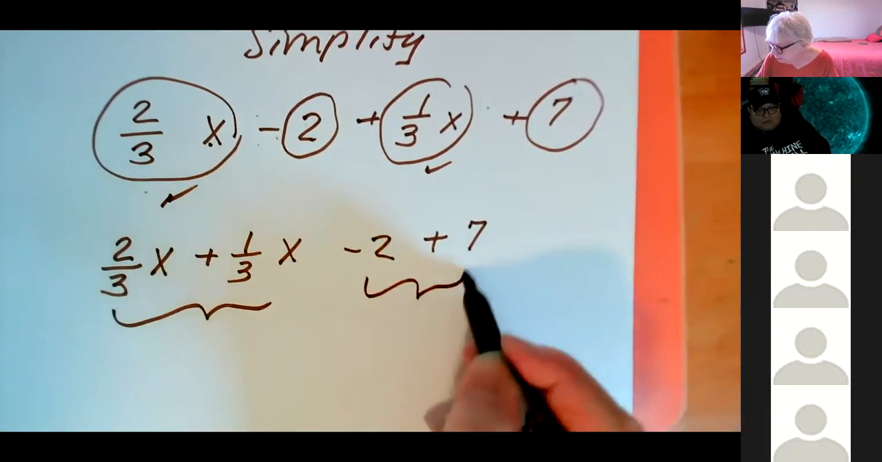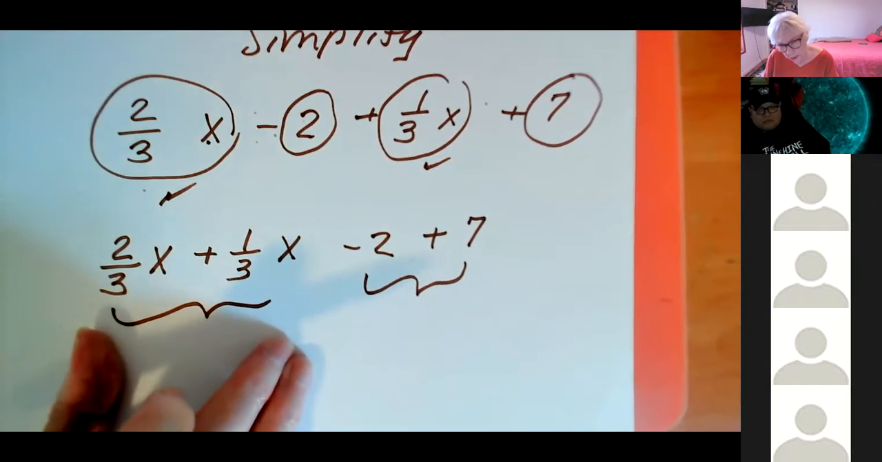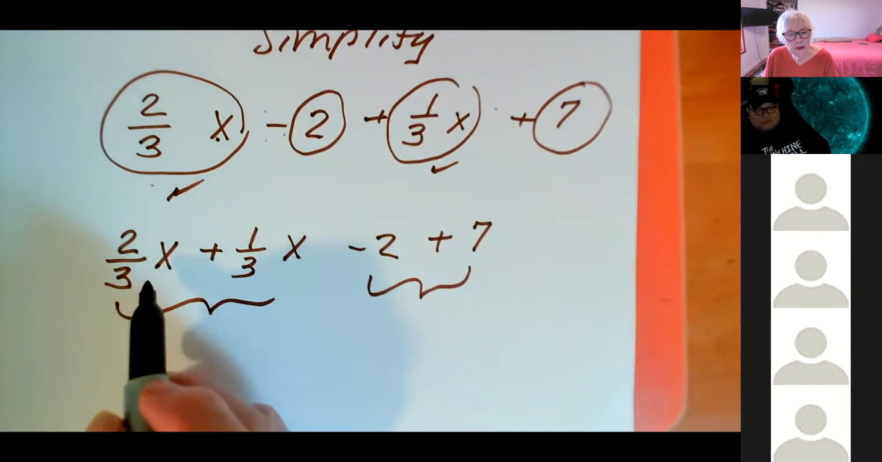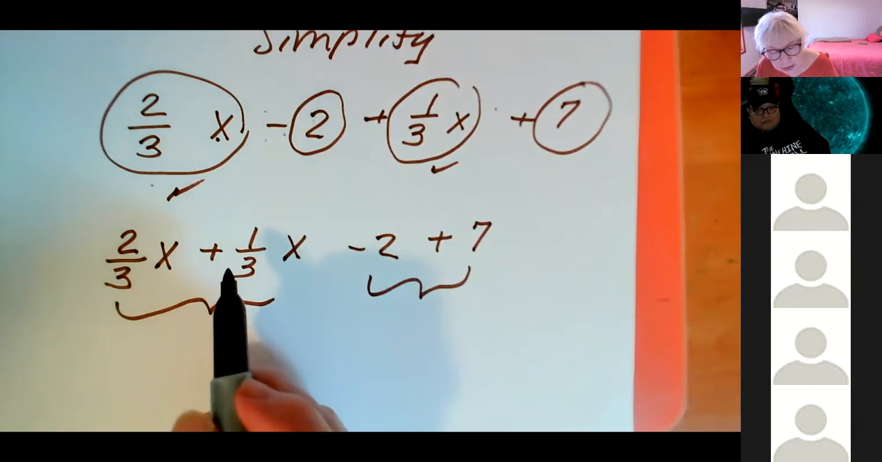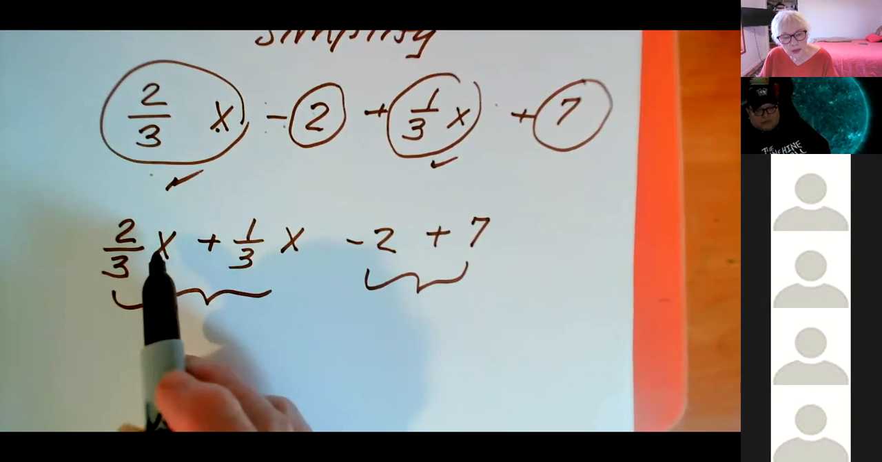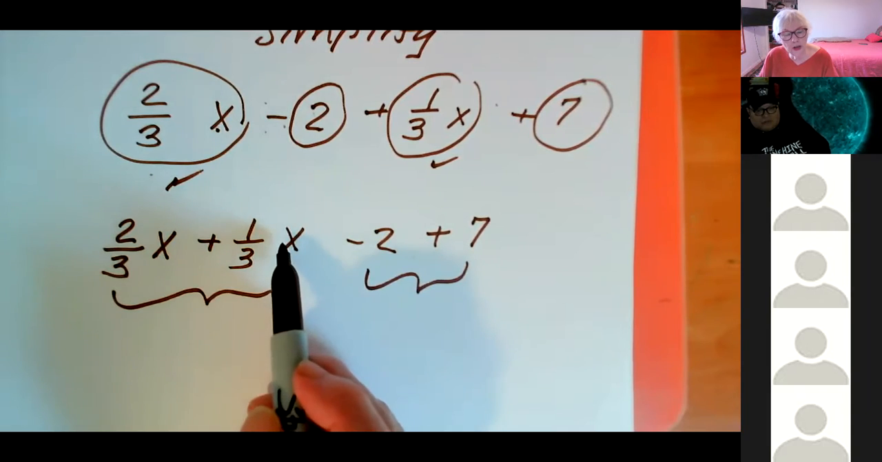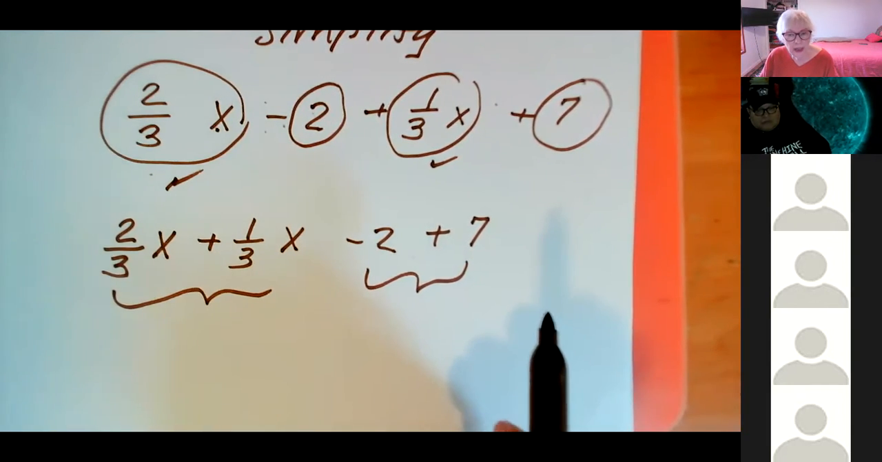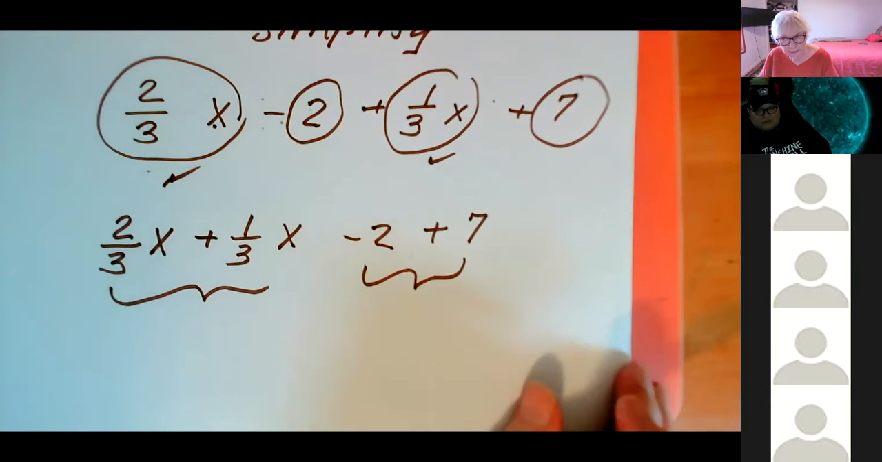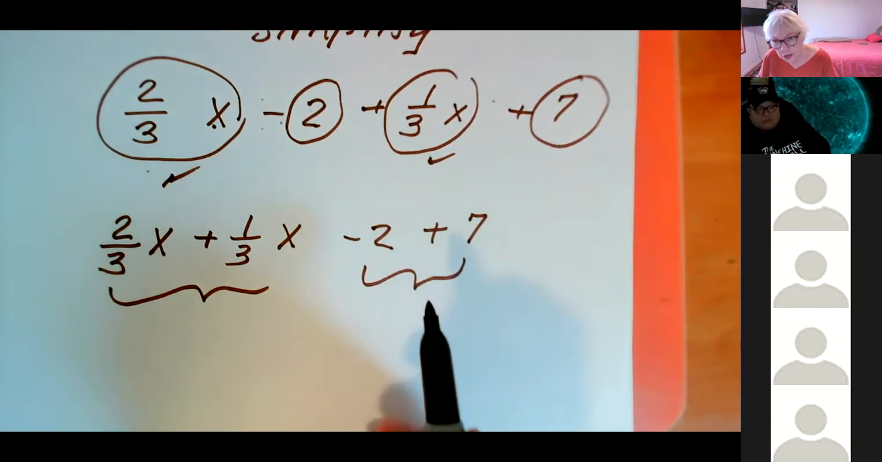Notice these are like terms. And I think I've mentioned before that if you add, you must add like things. Well, in terms of algebra, it's like terms. So this is an X term, this is an X term, you can put them together. This is a plain number, this is a plain number, you can put them together. Don't try putting an X with a Y. Okay? Not in addition anyway.